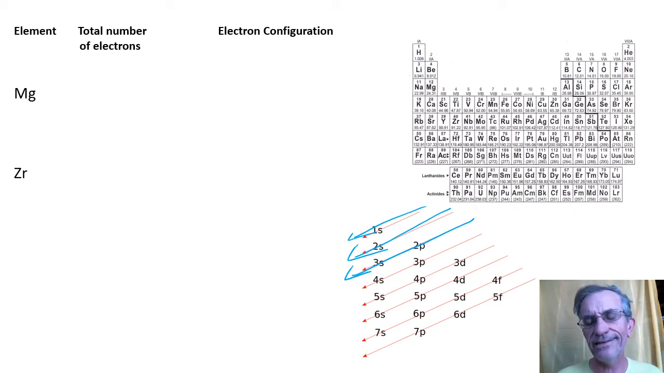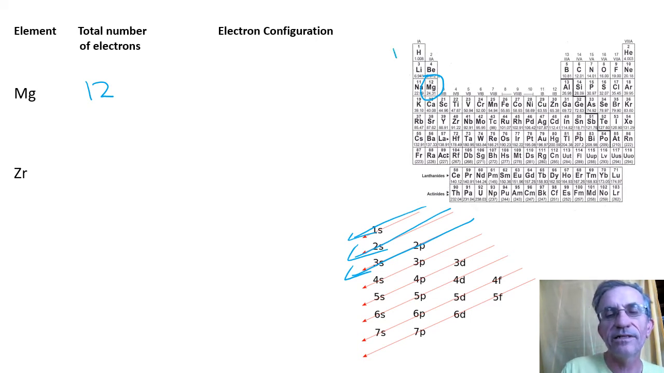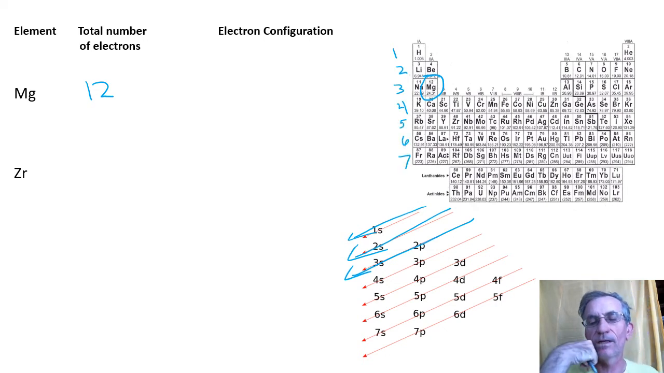Let's say I wanted to write out the location. Where are the electrons in magnesium? Magnesium is right here on the periodic table. It's element number 12. It's got 12 electrons. So we're going to write something, something, something. Let me number these while we're here. What is the last thing you should be writing?